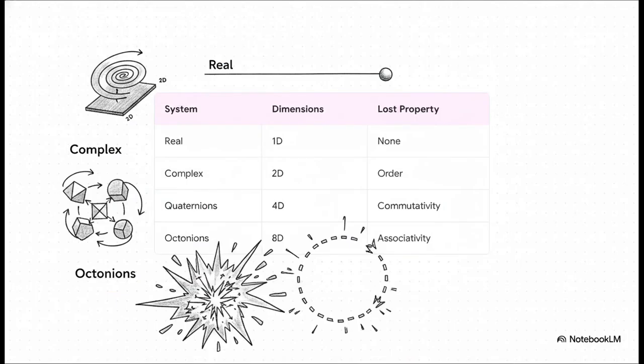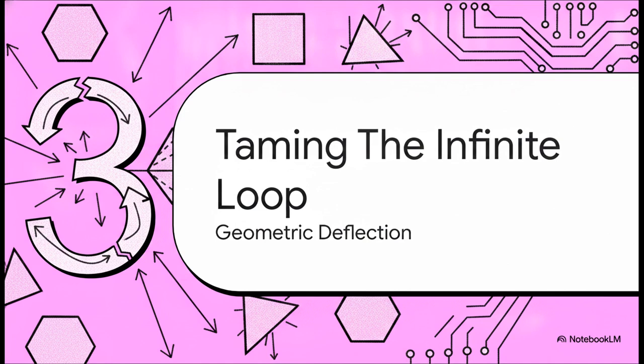And comparing these number systems really proves why this matters. As you move from real numbers down through complex numbers and quaternions, all the way to octonions, you completely lose the guarantee of associativity. Because the order of operations in octonions no longer guarantees the same outcome, an infinite loop literally cannot sustain itself physically. When a loop tries to cycle, the shifting math causes it to just drift and break rank mid-flight. It destroys its own repetition. It's brilliant. Which brings us to part 3, taming the infinite loop with geometric deflection.